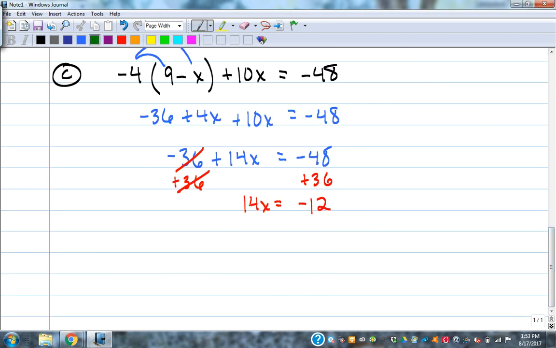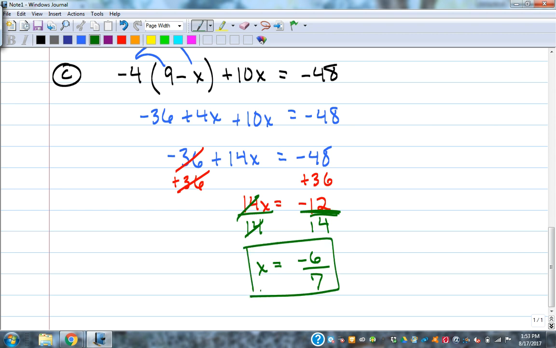Last step, divide by 14, the number that's with the variable. There's x by itself. Does 14 go into 12 evenly? No. So we've got a fraction answer. Reduce it. Divide everybody by 2. 12 divided by 2 is 6. And 14 divided by 2 is 7. Negative 6/7.